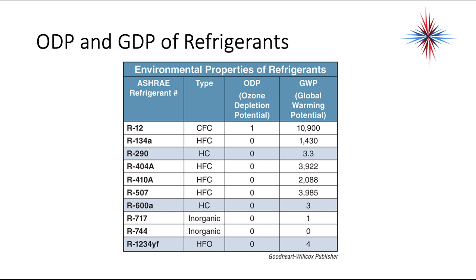R410A is the other new refrigerant that you're going to use very frequently in residential and commercial air conditioning. It's an HFC, hydrofluorocarbon, does not have any chlorine in it, has an ODP of 0, but a GWP of 2088. Now there are other refrigerants, but they all go along with the same potential. They've all been rated for environmental properties.